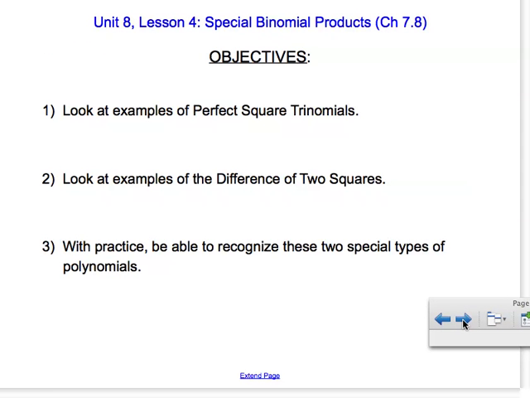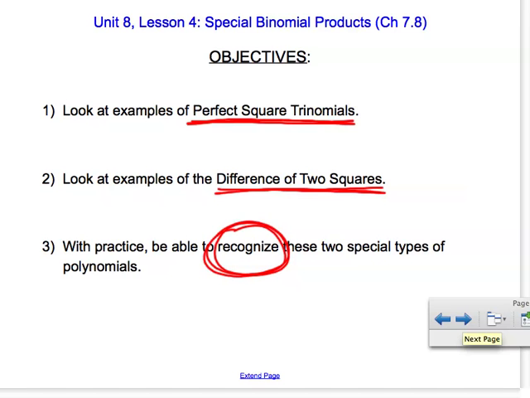And make sure that you understand our objectives of the day. Remember, if I asked you to produce a perfect square trinomial, would you know what to produce? If I asked you to produce something that would be the difference of two squares, could you write an example? And let's really start to be able to recognize these quickly and efficiently when we see them on our homework and our tests and our quizzes.